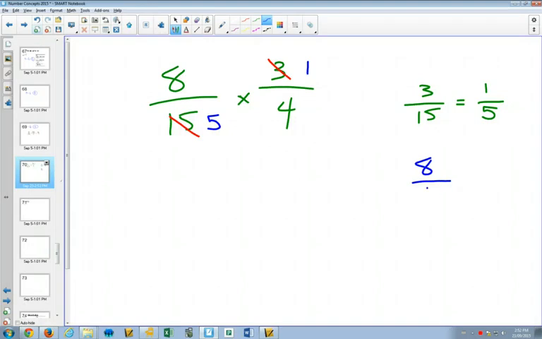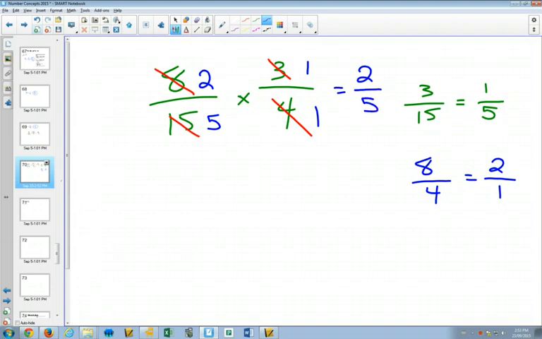8 over 4 is the same as what over what? Two over 1. So you could go over here and change this to a 2 and a 1. And then what's 2 times 1? And 5 times 1? 2/5. If you simplify it early, you don't have to reduce to lowest terms because you've done it early.